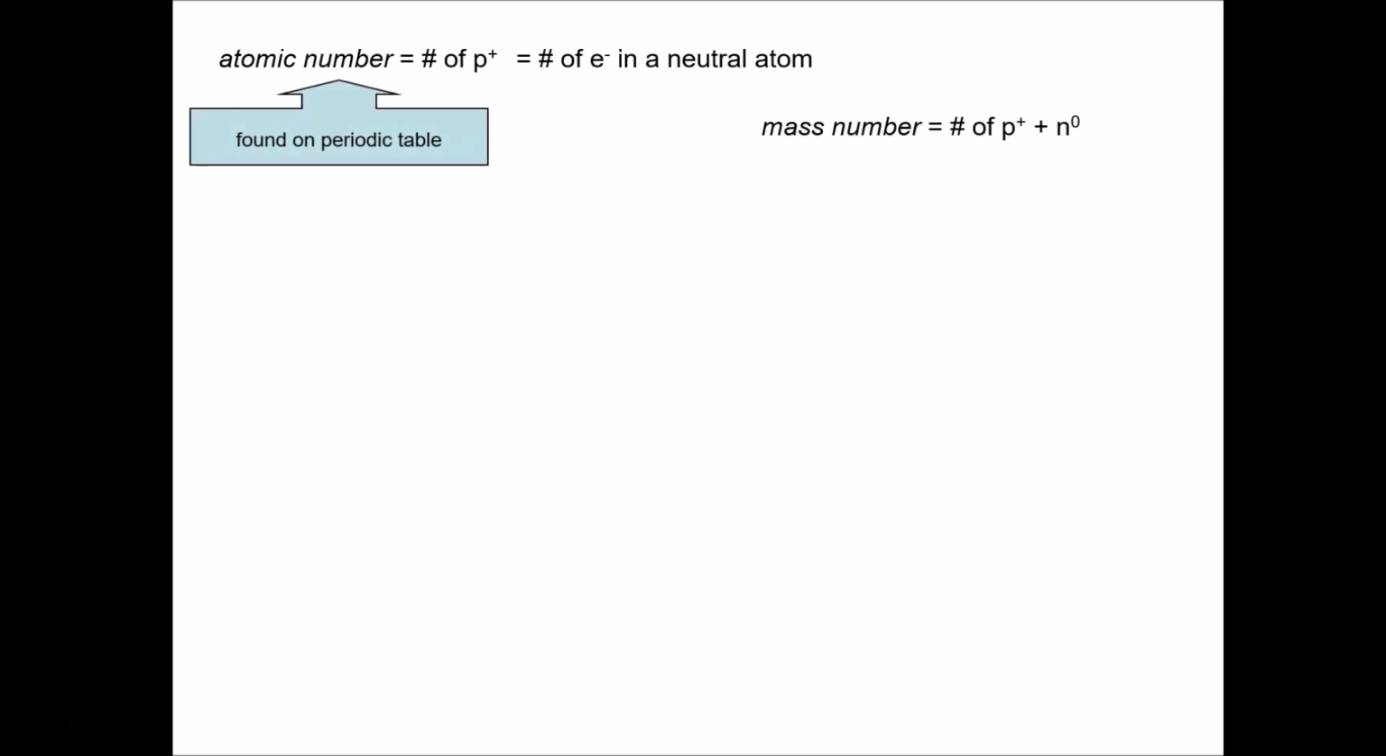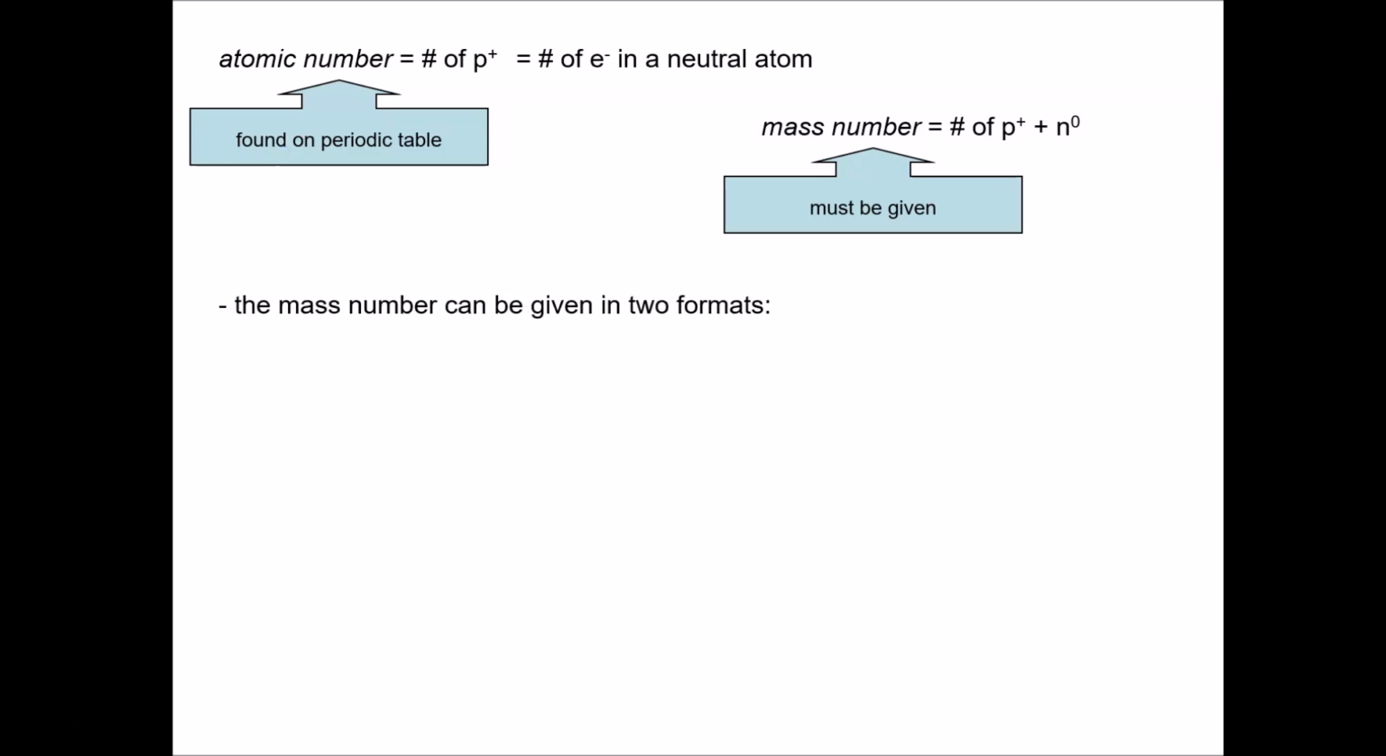So the atomic number, that's on the periodic table. That's that whole number. But the mass number, as I just said, is not the same as the average atomic mass. The mass number is not on the periodic table. It would have to be given to you. Now, how do you know when you're being given a mass number? They don't just come out and say, here's the mass number. So how do you know when you're looking at it?